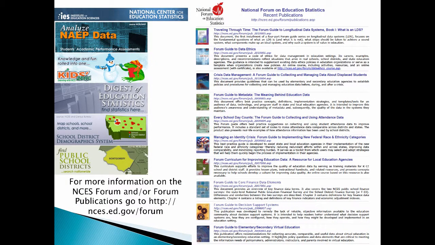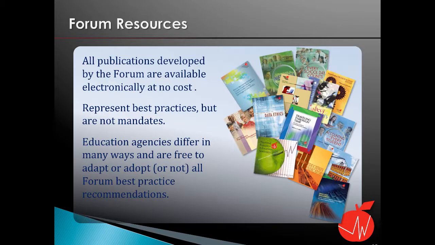Many are also available in print in limited quantities, also for no cost. There are many forum products that have been used by the Jersey City School District. In addition to SCED guidebooks that were used by district supervisors in the implementation of Infinite Campus and update of district course codes, the attendance absence subcodes from Everyday School Counts were implemented in Infinite Campus.